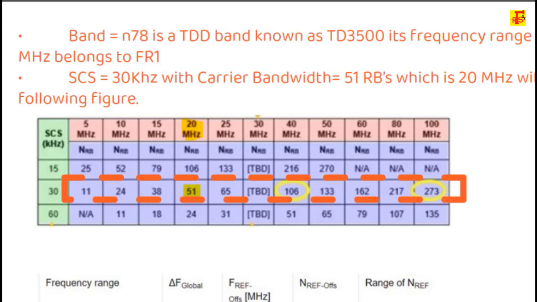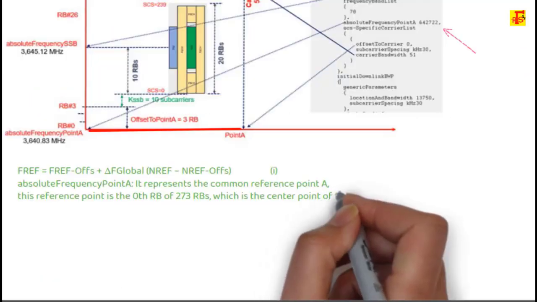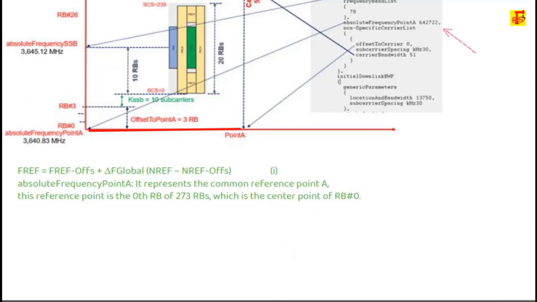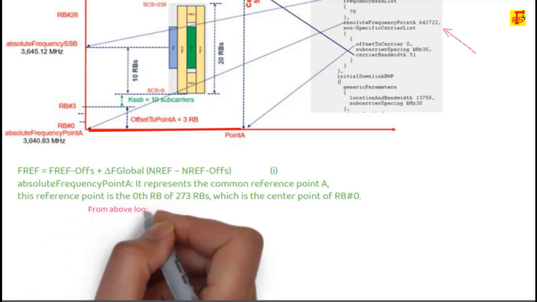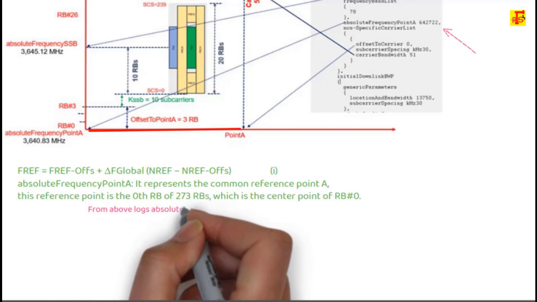And 0 RB of 273. So 0 RB of 273 RB. So 0 RB, that means first RB, it is just below point, right? So that represents the point of the 0th RB of 273 RB. 273 RB जो है उसका जो जहाँ से 0 से स्टार्ट हो रहा है, तो 0 जो है एक रेफरेंस पॉइंट है, राइट? सो विच इज़ द सेंटर पॉइंट ऑफ RB 0, right?